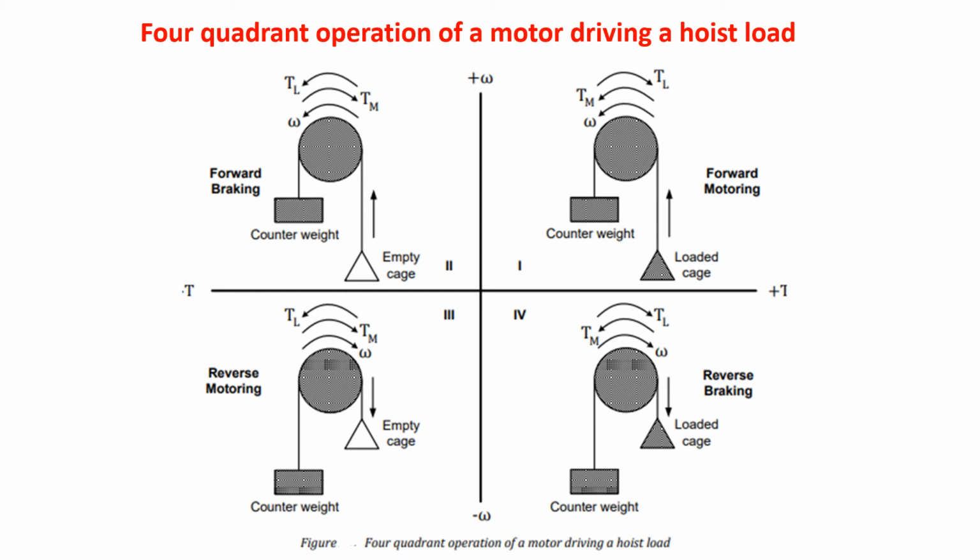A hoist consists of a rope wound on a drum coupled to the motor shaft. The two ends of the rope you are considering now. One end of the rope is tied with a gauge. What is the purpose of this gauge? It can move in upward or downward direction, that is, you are lifting material from one level to another level.